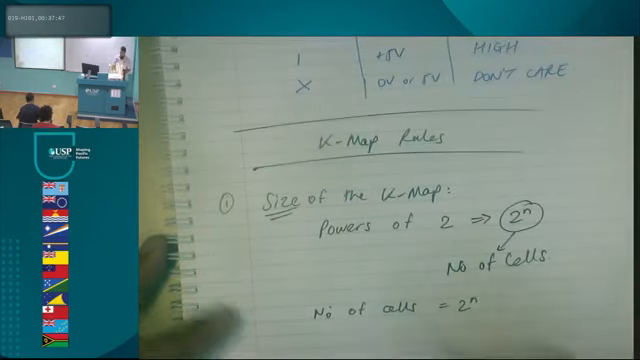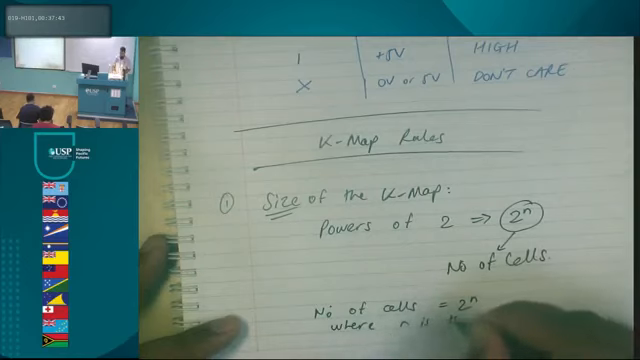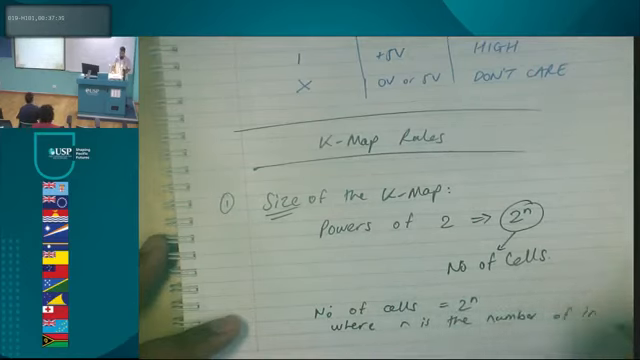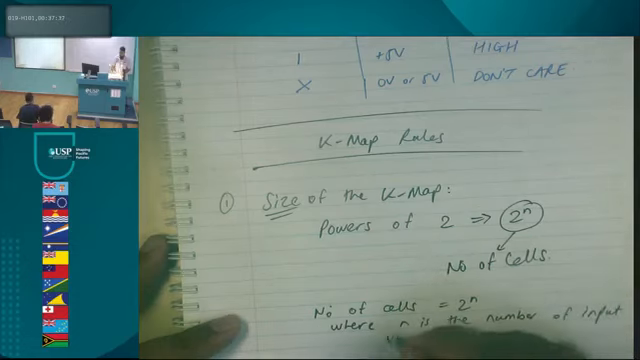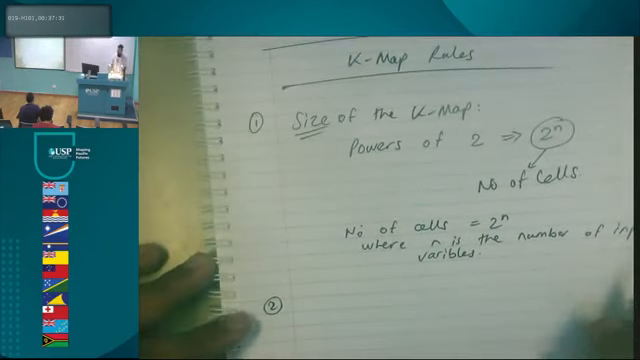where n is the number of input variables.